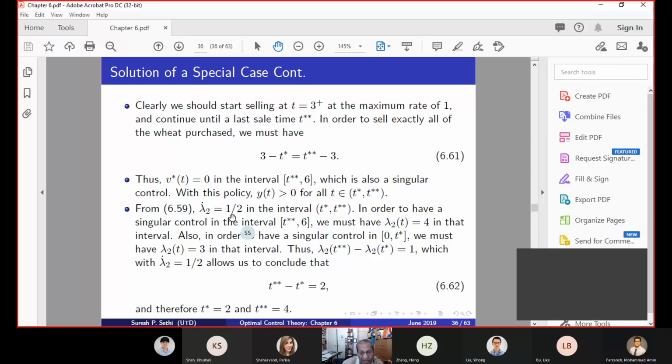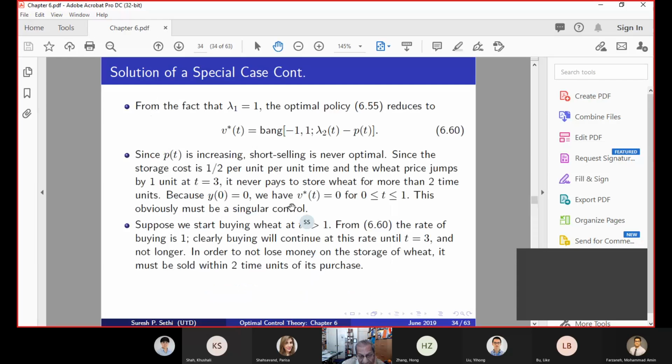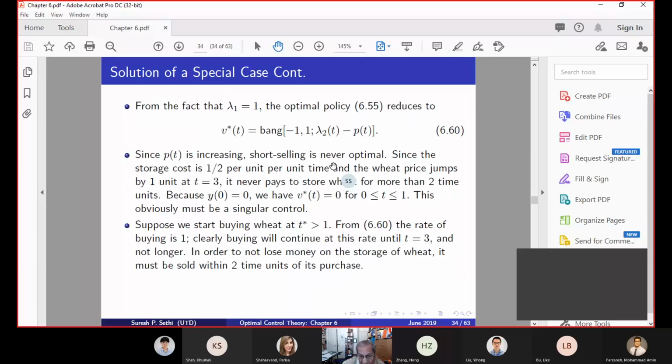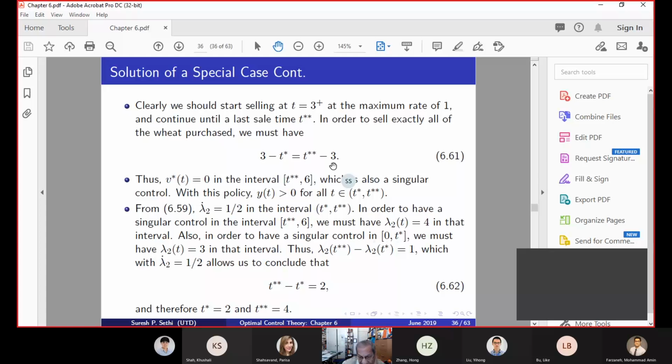Okay? And so if it is exactly half, and we know that at T double star, I have a V star of T equal to 0. That's a singular control. For singular control, I have to have lambda 2 equal to lambda 1 times P. So at that point, lambda 1 is 0, so I have to have lambda 2 equal to P. I have to have it equal to price. Price is 4. So I would have to have lambda 2 exactly equal to 4 in that interval, because it's singular control. I'm not doing anything.